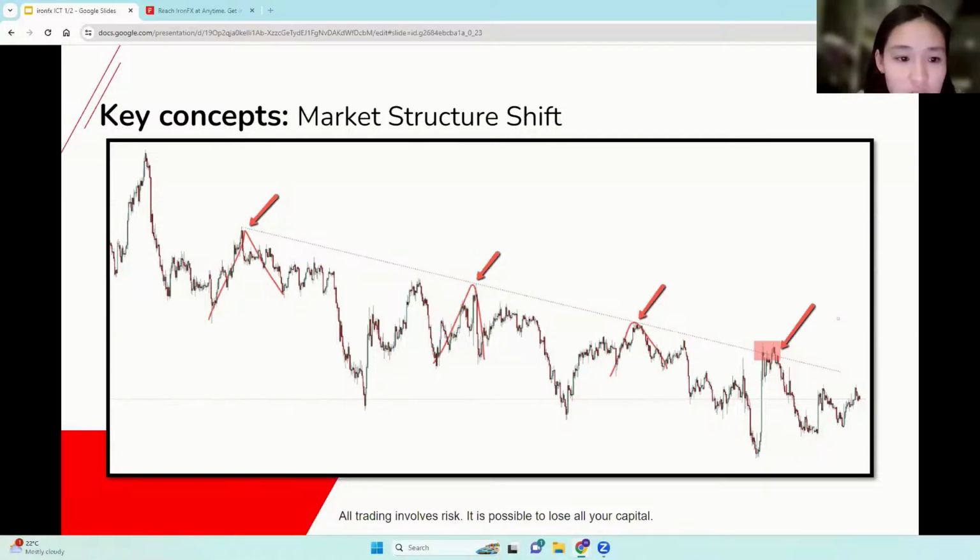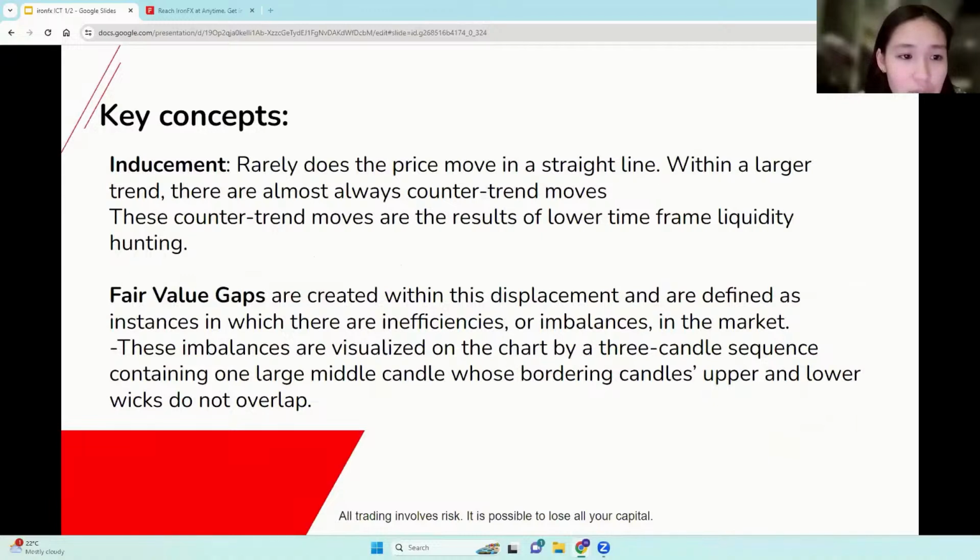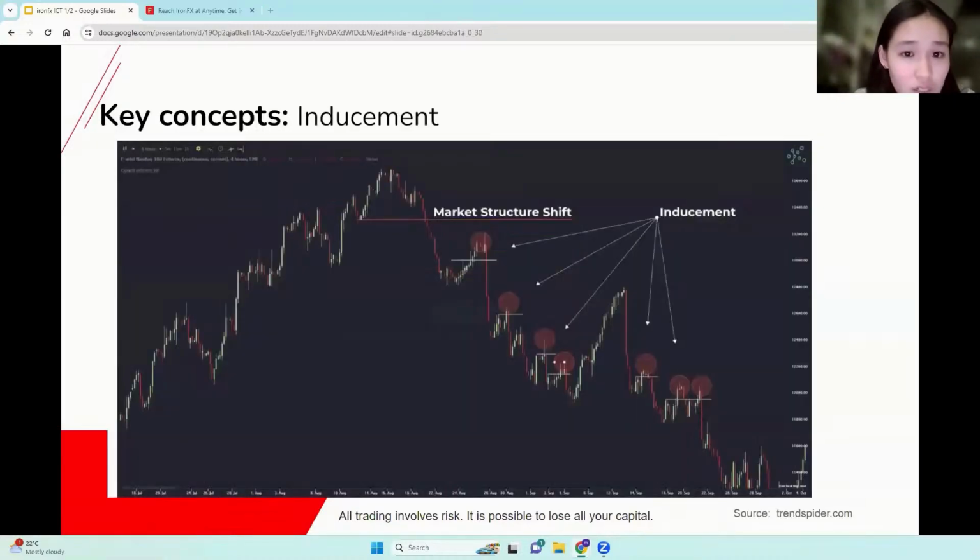Okay, so next key concept we're looking at is the inducement. So rarely does the price move in a straight line. So within a larger trend, there are almost always counter trend moves. These counter trend moves are the results of lower time frame liquidity hunting. So let me show you an example.